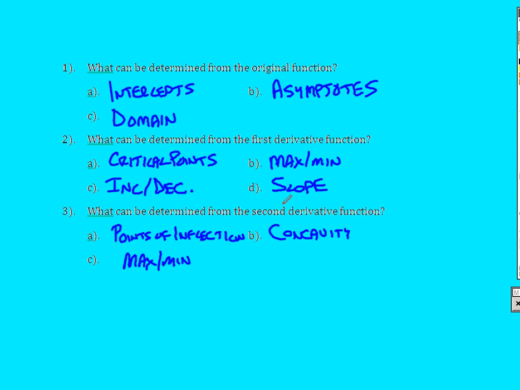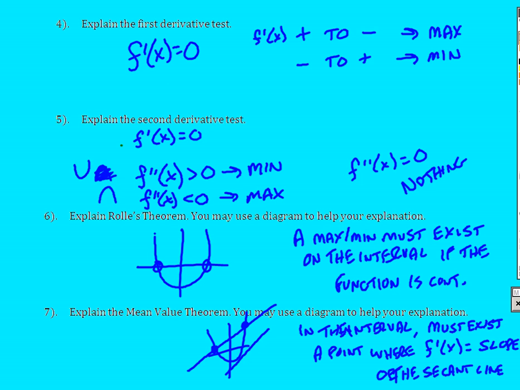The second derivative will tell us points of inflection when we set it equal to 0. Those points of inflection deal with concavity, concave up, concave down. And then the second derivative test actually allows us to find maximums and minimums.